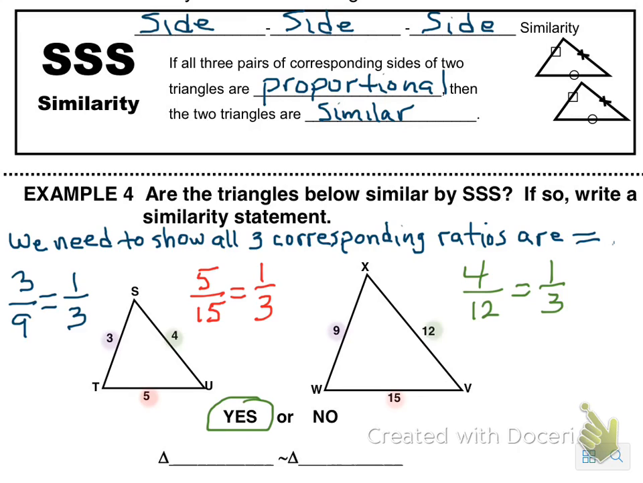So all three ratios between corresponding pairs are equal. So yes, these triangles are similar. And we can write the similarity statement. Triangle SUT is similar to triangle XVW.